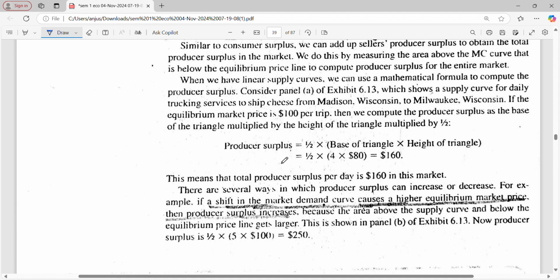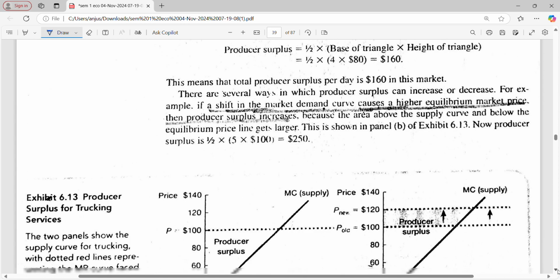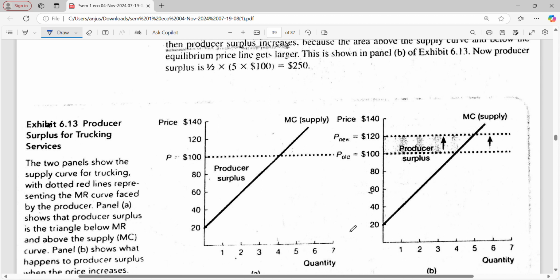So producer surplus is when the goods are sold above this marginal cost. Okay, that is, the goods are sold at price P, which is more than the marginal cost. So that gap is called producer surplus. Okay, so as we said, half multiplied with the base of the triangle and the height of the triangle.